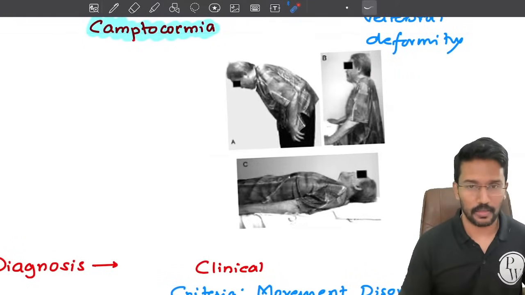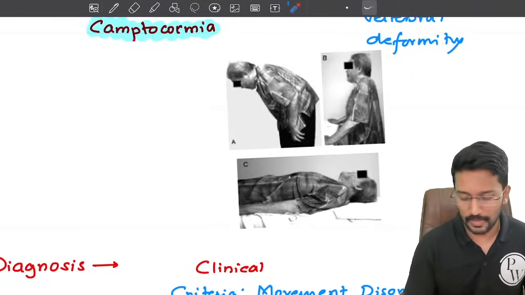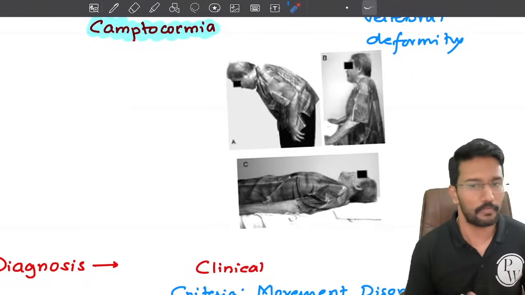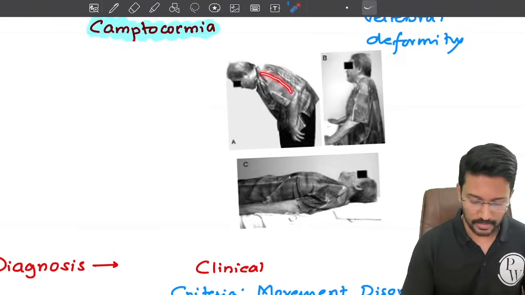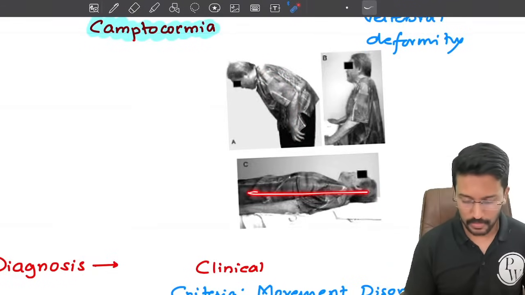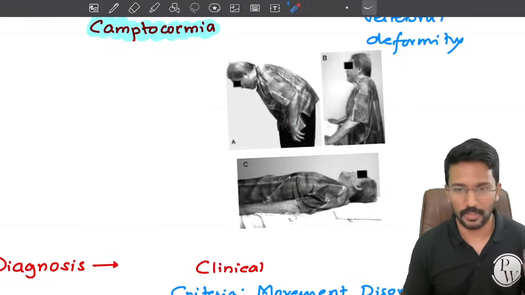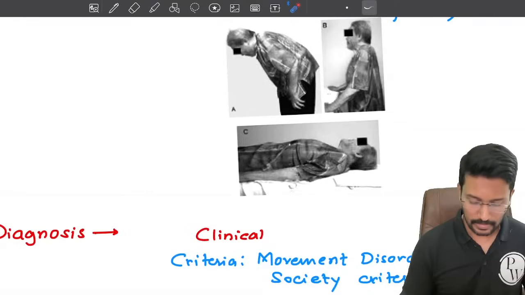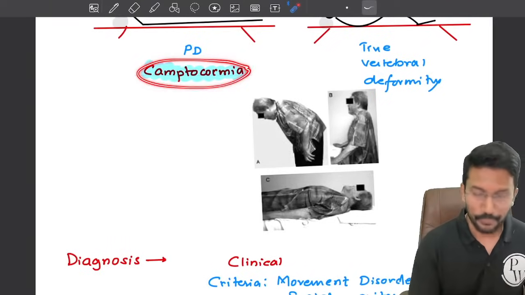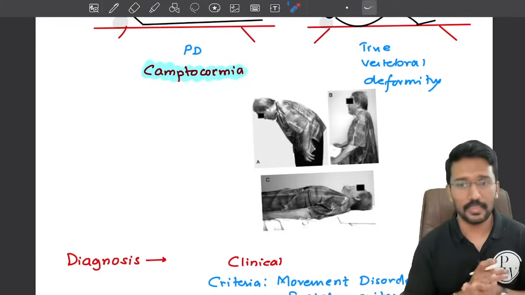So here is an image which has appeared once in a previous examination. Same image, literally lifted from the internet. You can see there is curvature of the spine, which disappears to become a flat line once the patient lies down. What do we call this? This is called camptocormia. These are the clinical features.